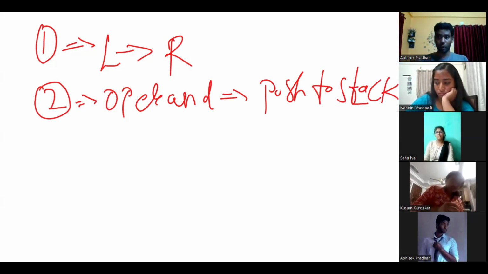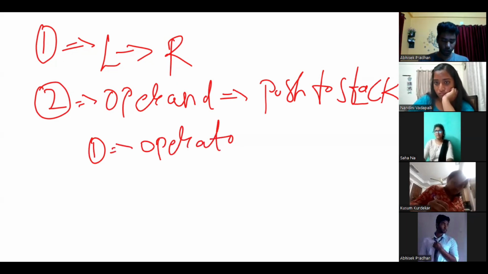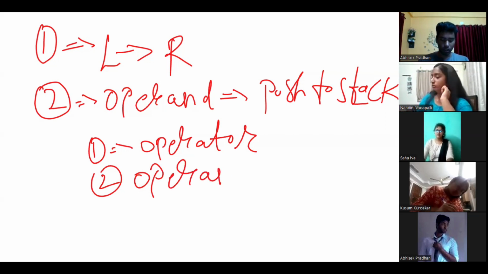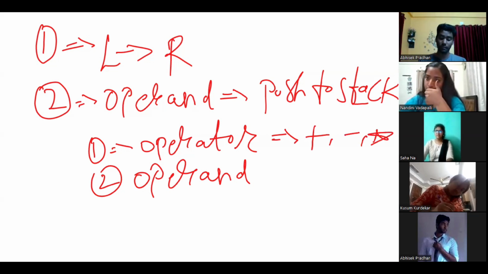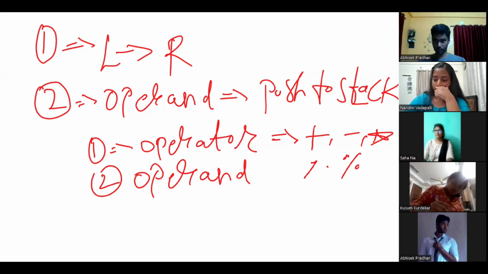Now, what is an operand? Any expression consists of two terminologies. The first one is operator. The second one is operand. Now, what is an operator? Operators are the functions which will be performed on those operands or variables. For example, we have addition, subtraction, multiplication, and division or modular division. So these are called operators.